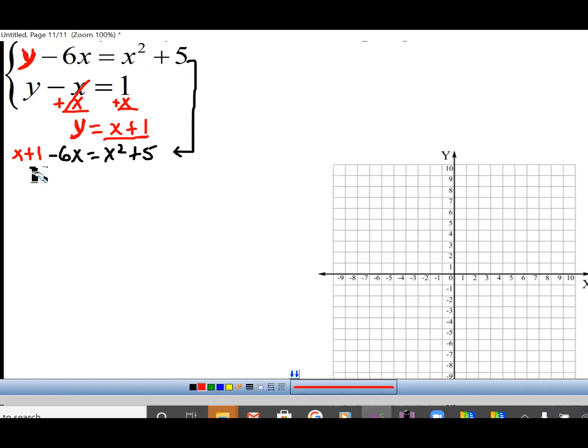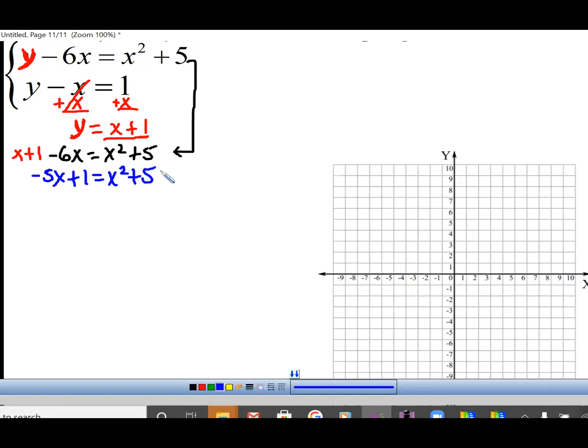All right. So next, can we combine on the left side? Yes, let's combine the left side. Here we go. Let's see. x minus 6x, that's negative 5x. Bring down the plus 1 equals x squared plus 5. All right, so now we have a quadratic equation.